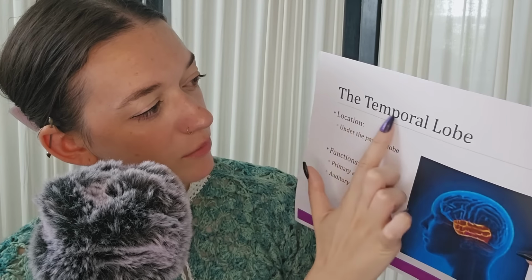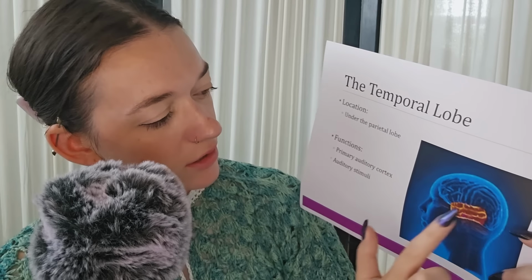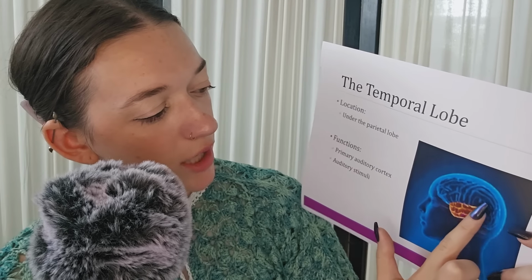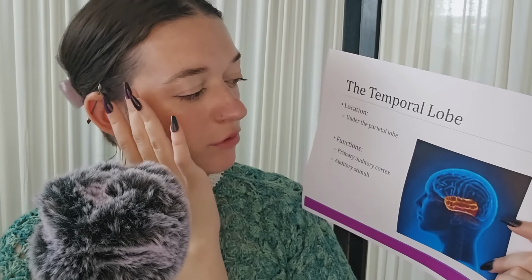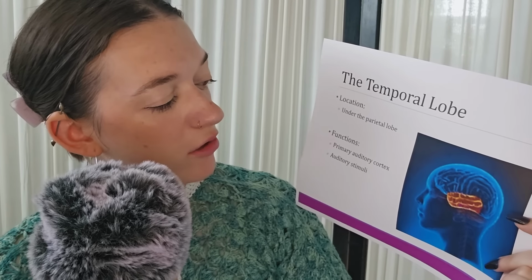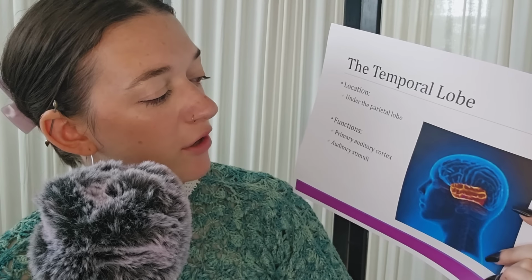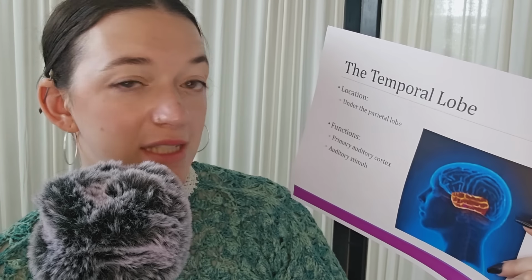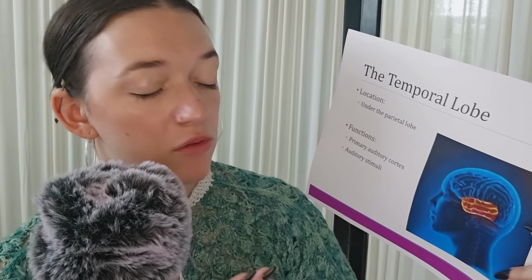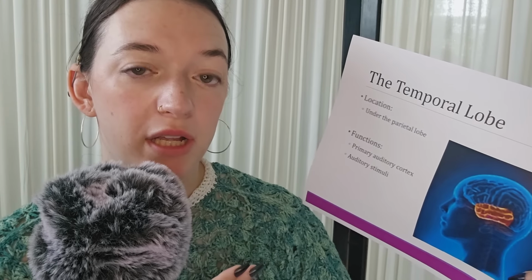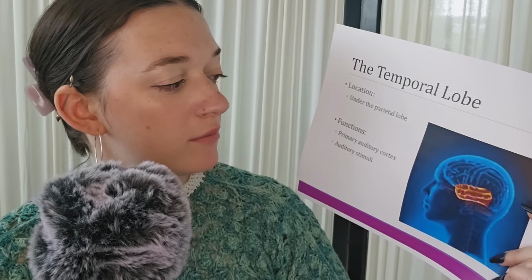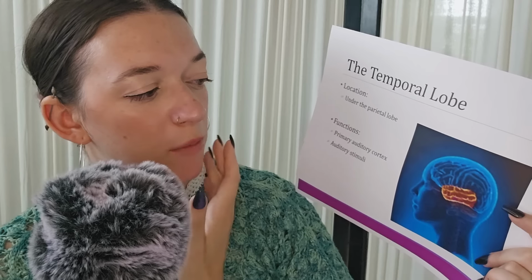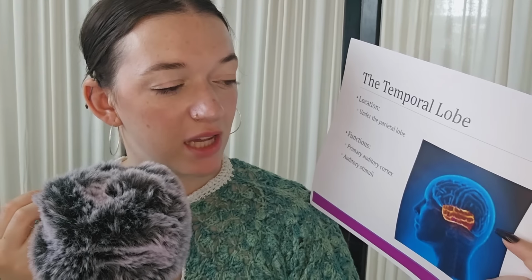And then the temporal lobe is located on either side of the brain, underneath the parietal lobe. This is our primary auditory cortex and responsible for the processing of auditory stimuli. So of course, very important for spoken languages. So this is the primary cortex that integrates auditory stimuli, so words as well as other sounds.